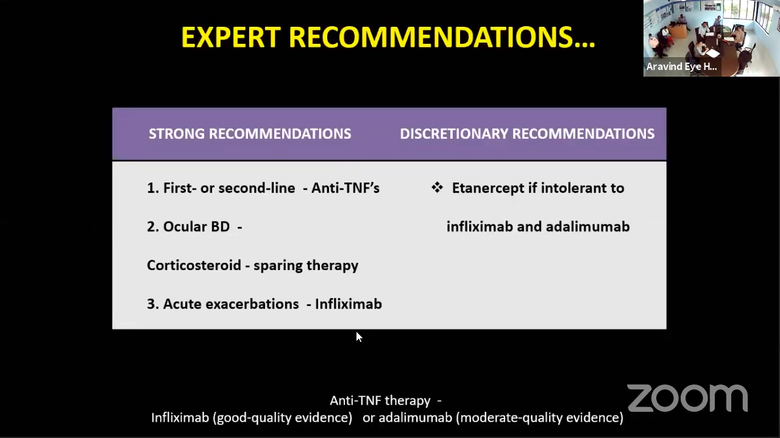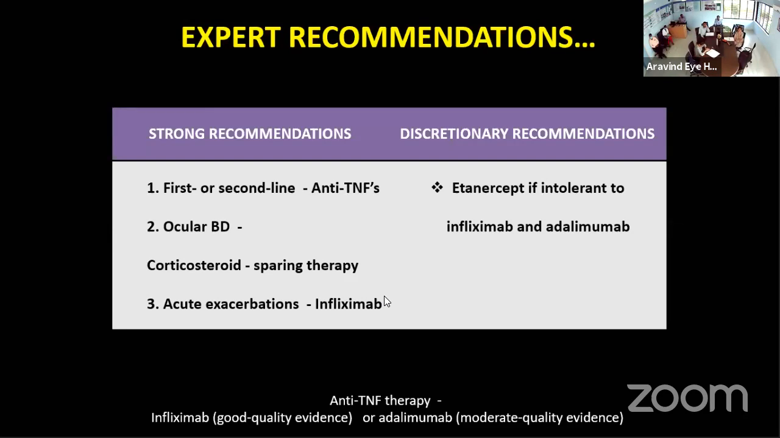But in India, we have our own problem. They also came with some strong and discretionary recommendations. First or second line anti-TNF is good. In ocular Behcet's disease, it can be used as a corticosteroid-sparing drug. In acute exacerbation, we are good to use infliximab, right? Remember, whenever you have an acute exacerbation, infliximab can be tried whenever you are sure of the diagnosis. The problem is picking up the diagnosis. That is a real problem, because with the close differential of acute retinal necrosis, if you happen to treat with these TNF alpha inhibitors, it is going to really progress unless you give specific antivirals in ARN.